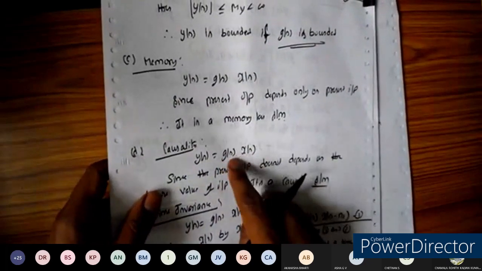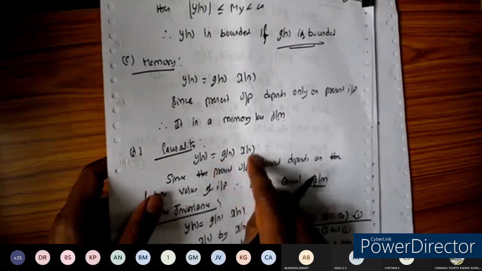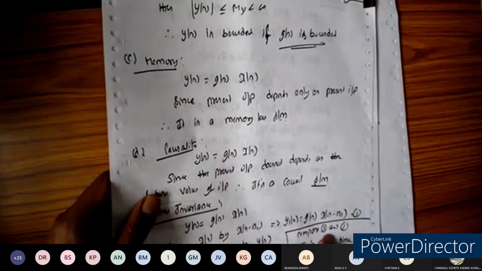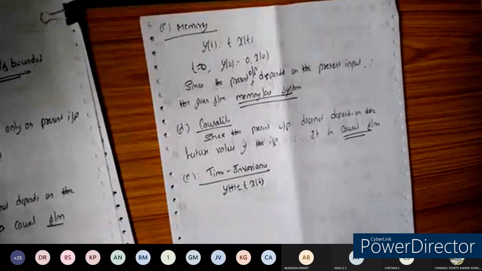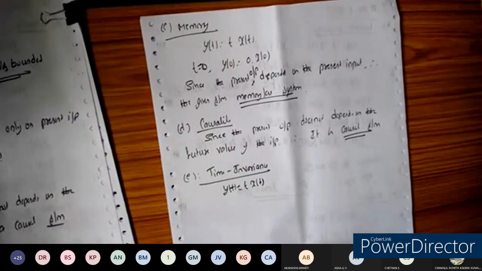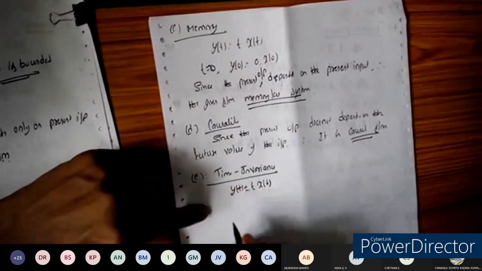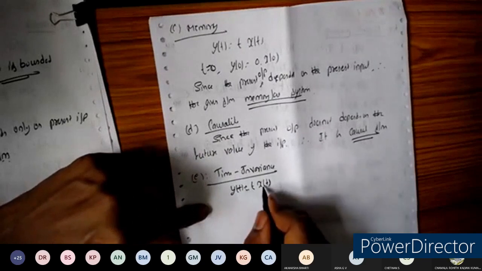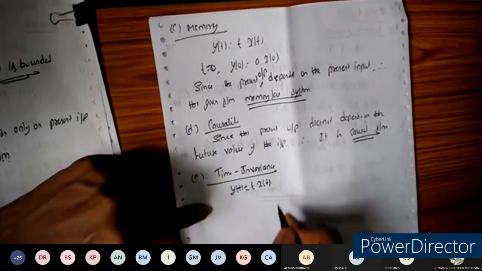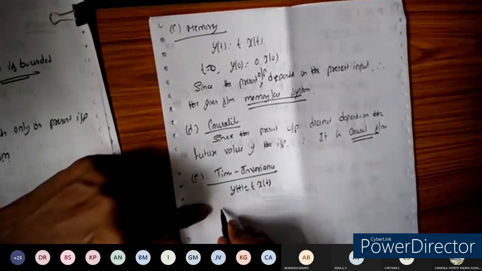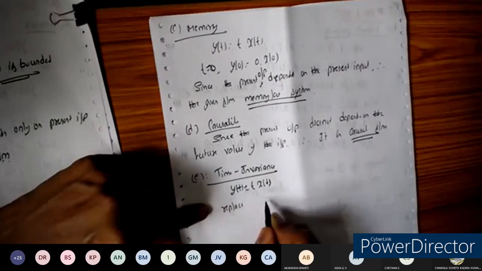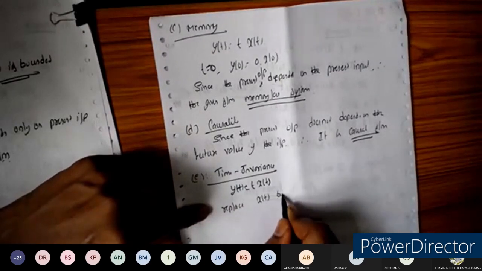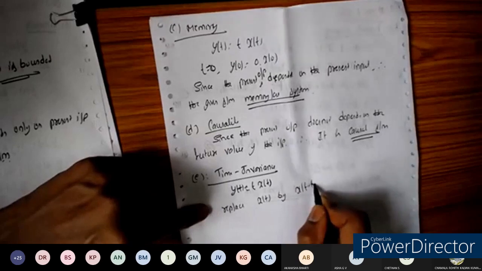If any n term or t term is present in the expression, then the system will obviously not be a time invariant system. Okay, so we'll prove that here. Let us replace first. What should we do? We should replace x of t by x of t minus t naught. So first, replace x of t by x of t minus t naught here.